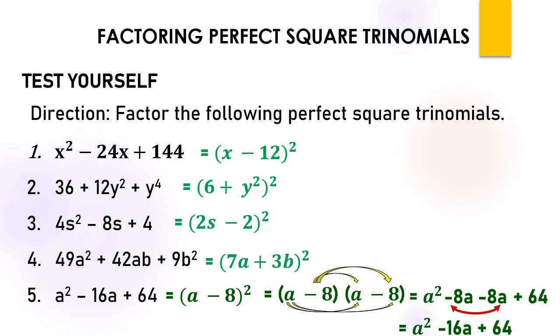So our answer is a squared minus 16a plus 64. So we come up with the given expression. It means that our factor is correct: the square of a minus 8. Did you get all the correct answers? Great job.